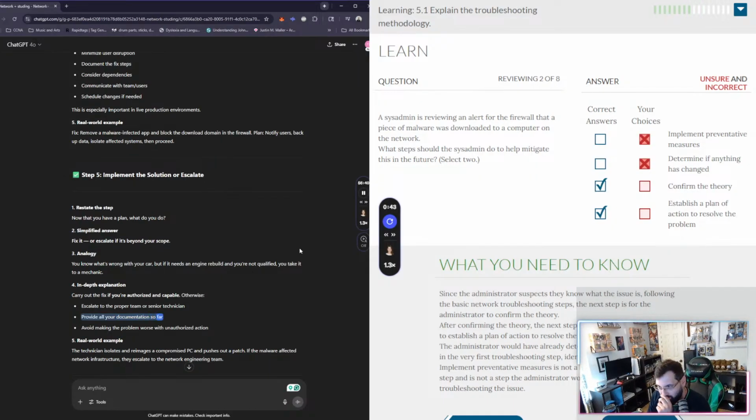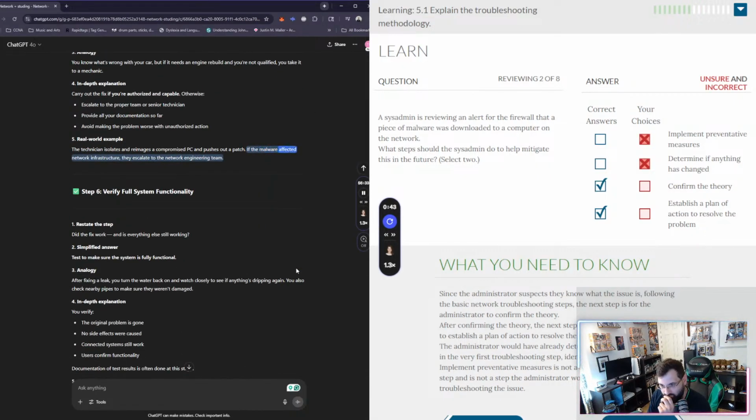Provide your documentation so far. Avoid making the problem worse with unauthorized action. 5. Real-world example. The technician isolates and reimages a compromised PC and pushes out a patch. If the malware affected network infrastructure, they escalate to the network engineering team.